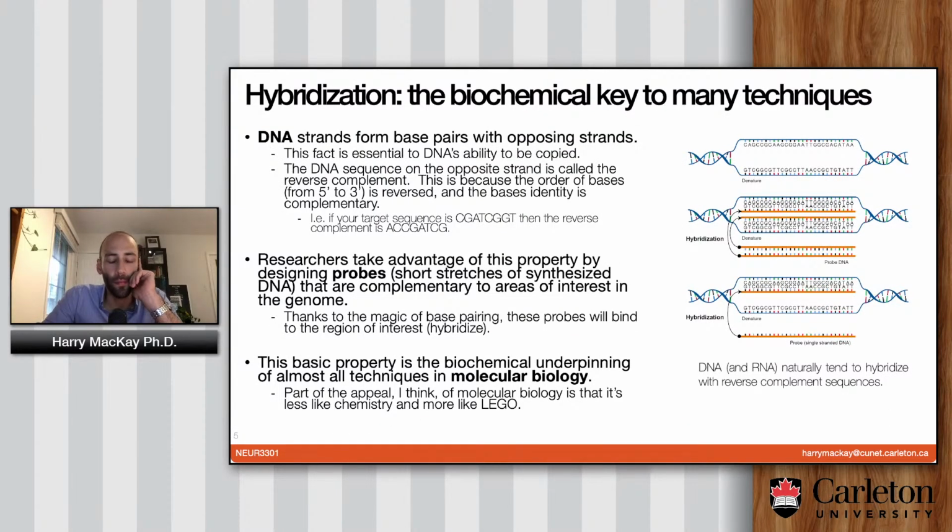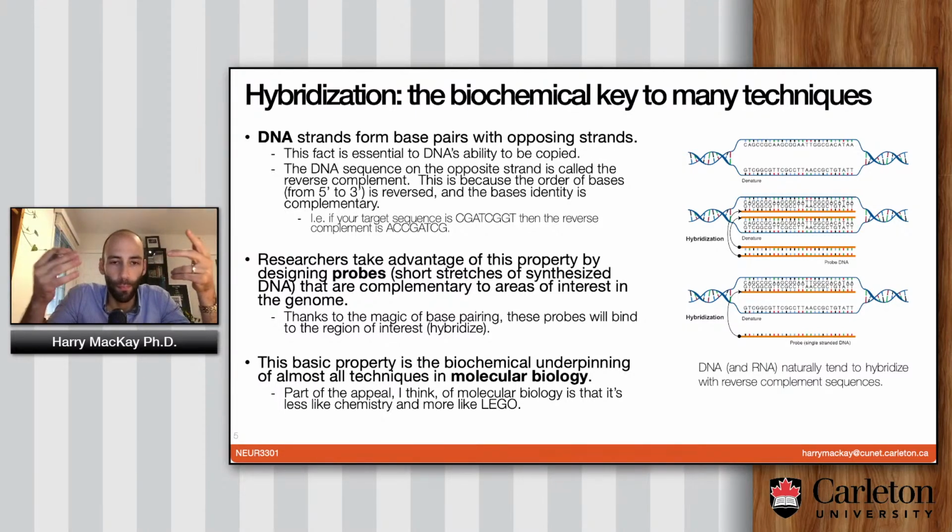Now, one thing that is related to that, but that I do want to emphasize because it's very central to everything we learn about in terms of methods, is this idea of hybridization. The magic of DNA really is that you have two strands of material that are complementary to each other. And through the magic of base pairing, these complementary strands will bind and form the classic DNA double helix. This tendency to have a strand on one side and its reverse complement on the other is what enables DNA to be copied. It's what enables you to repair DNA. It's what lets DNA do all of its magic.